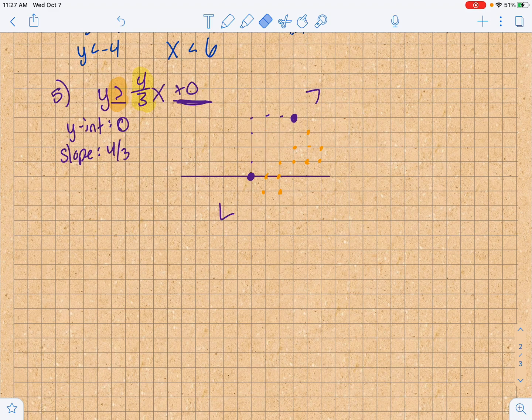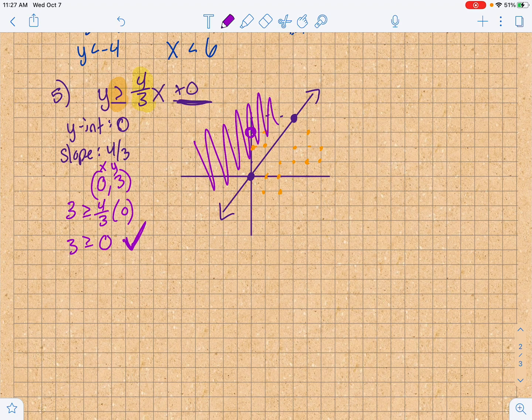So let's choose one. I'm going to choose, let's do 0, 3. So this guy right here. So I'm going to bring over the point that I chose, and I'm going to plug it in. Here's my x, here's my y. So for y, I'm going to put in a 3. For my x, I'm going to put in 0. So we have 3 is greater than or equal to 4/3 times 0, which is 0. Is 3 bigger than 0? Yes. Since it is, we shade towards the point that we chose.